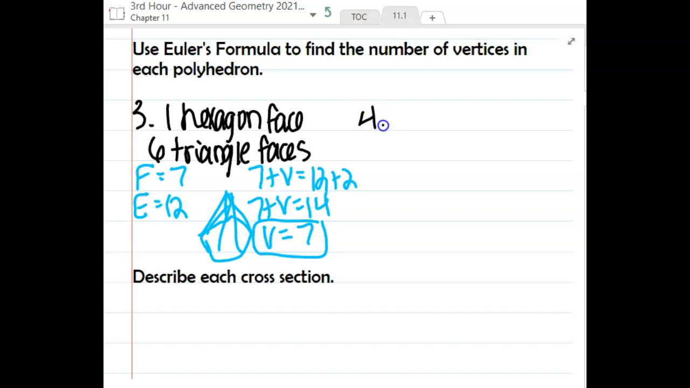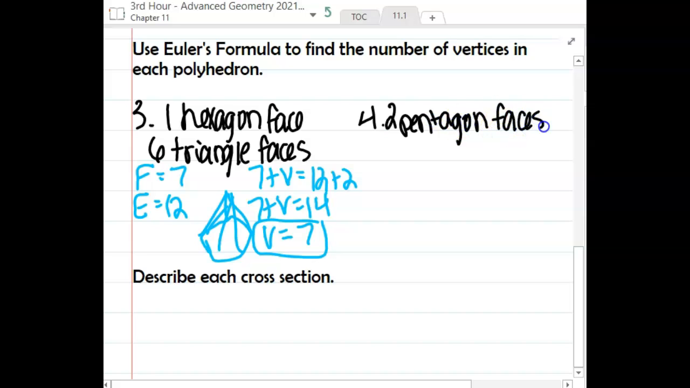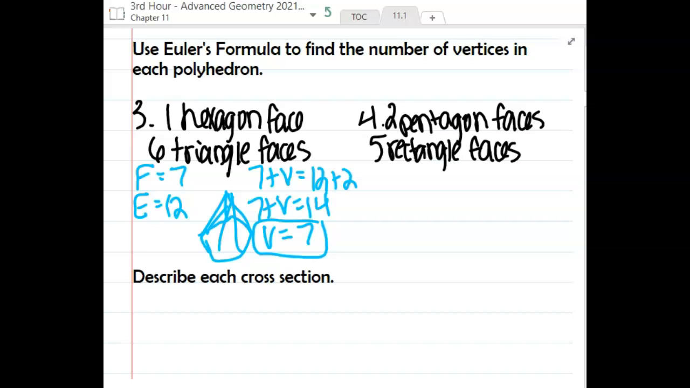Okay, this time, what if we have 2 pentagon faces, and then 5 rectangle faces. Once again, to find this, we need to know how many faces and how many edges. The faces should be pretty easy to find. How many faces are here? 7. Now for the edges, this is where we need to paint a picture of what this would look like.